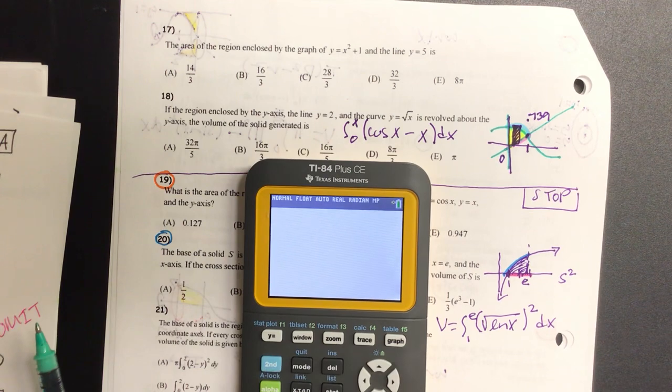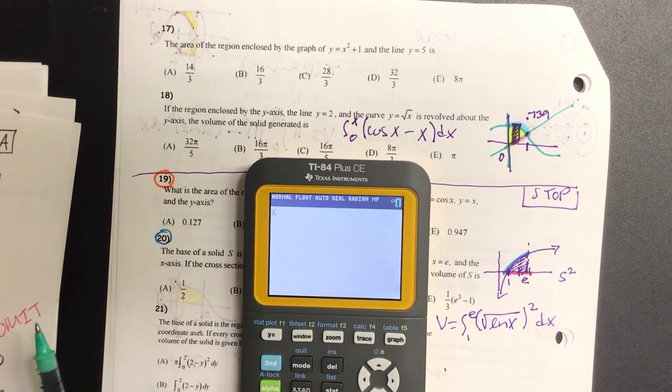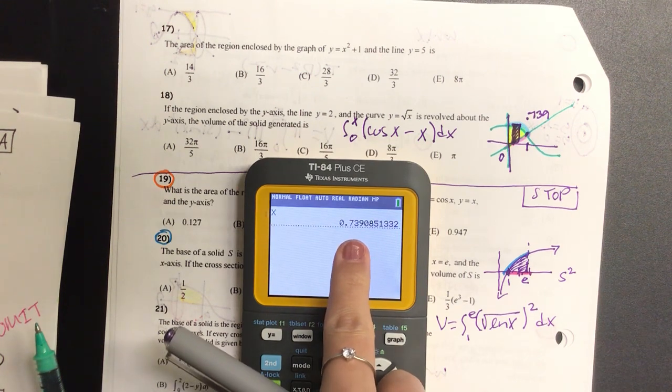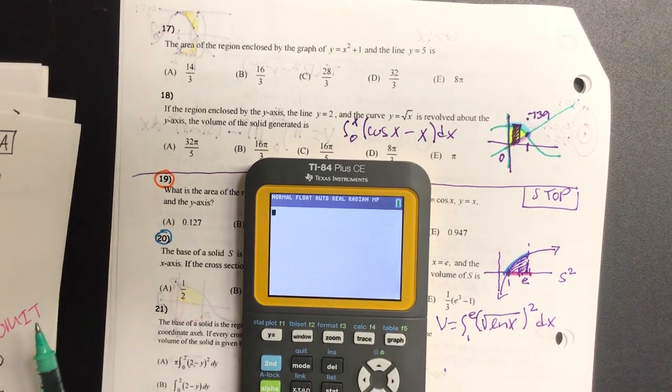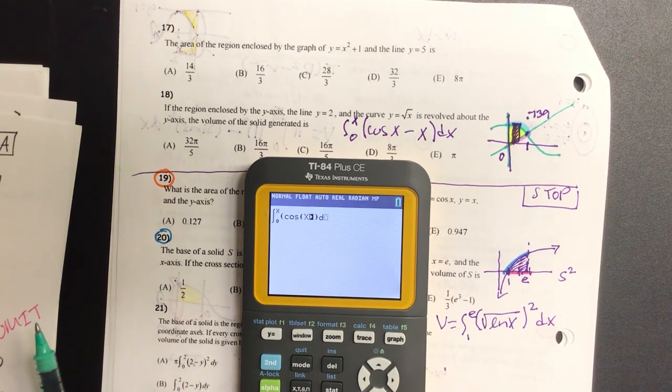So go to your home screen. Go ahead and type in x and make sure that is the number that we calculated. Does it remember? It does until you change it. So let's do math 9. From 0 to that x value, because I don't want to round, I'm just going to type in the x. It'll preserve the number. Then I have cosine of x minus the x dx.